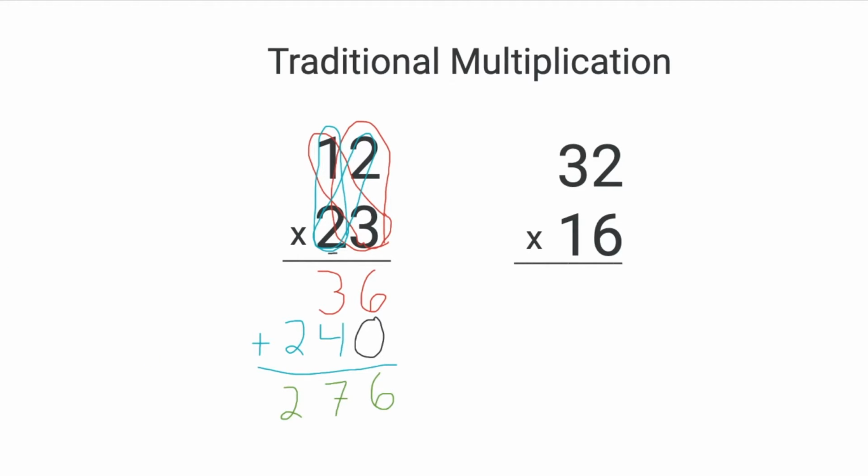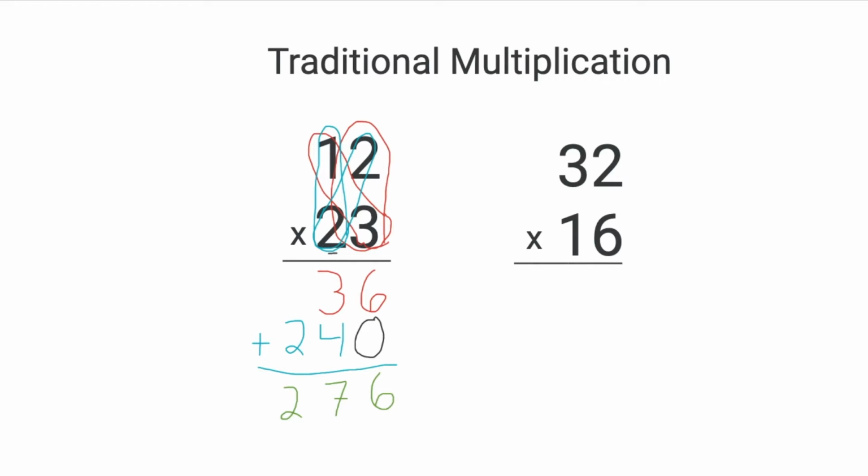And we get a product of 276. So we're going to try this method one more time on this problem over here. What we're going to do is have some factors where the product is going to be larger than 10. So we're going to need to do some regrouping.